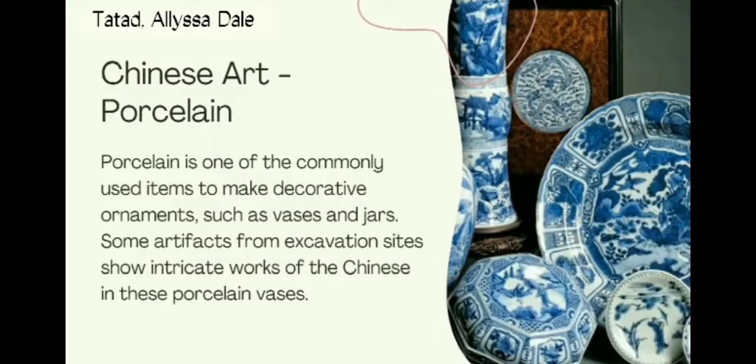Porcelain is one of the commonly used materials to make decorative ornaments and the like in Chinese pottery. Porcelain is a kind of ceramics made from kaolin at high temperature. The earliest ceramics in China appeared in the Shang Dynasty, and the production of ceramics laid the foundation for the invention of porcelain. The history of Chinese porcelain can be traced back to the Han Dynasty. In the Tang Dynasty, porcelain was divided into celadon and white porcelain. In the Song Dynasty, Jingdezhen was selected as the royal porcelain production center and began to produce blue and white porcelain. Some artifacts from excavation sites show intricate works of the Chinese in these porcelain vases.